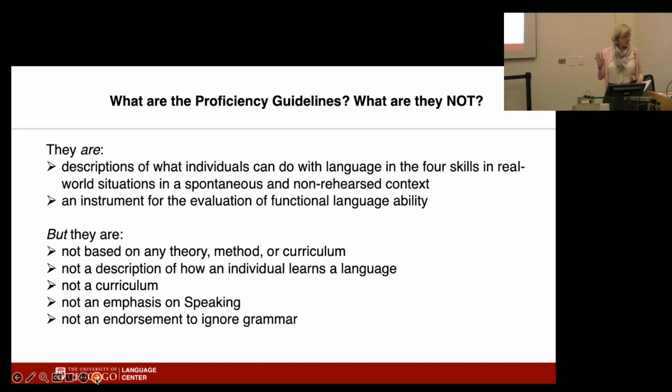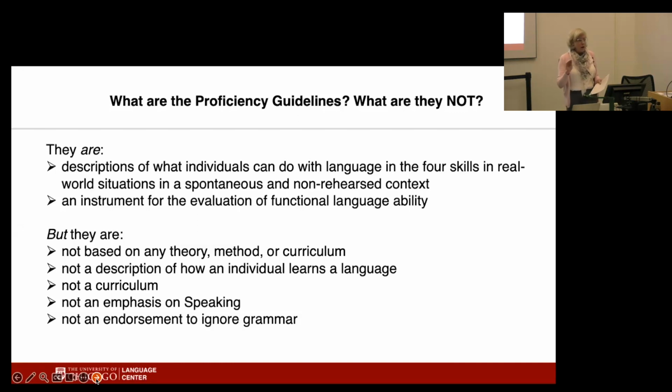So what are the guidelines, the ACTFL proficiency guidelines? They are this, and this is taken right from the first page of the guidelines document. Descriptions of what individuals can do with language in the 4 skills in real world situations, spontaneously and non-rehearsed. If I teach German for a year, or we teach Korean for a year, and you drop them into the middle of a place where that language is spoken, what can they do unrehearsed? And it's an instrument for evaluation.